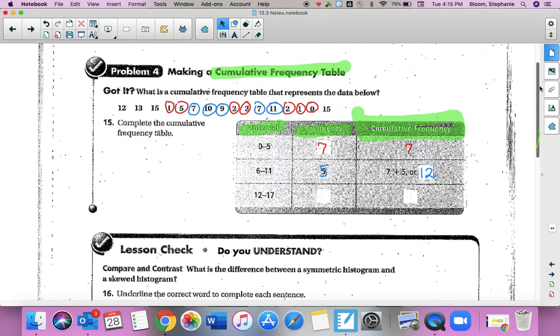Okay, let's look at this last column, 12 through 17. So I see a 12, 13, and then 15 twice. So this is a 4. So now if I add up all 3 of those, 7 plus 5 plus 4, right? That's going to be a 16. Okay, so your very last column in your cumulative frequency column should be the total of all of those added together. Okay?